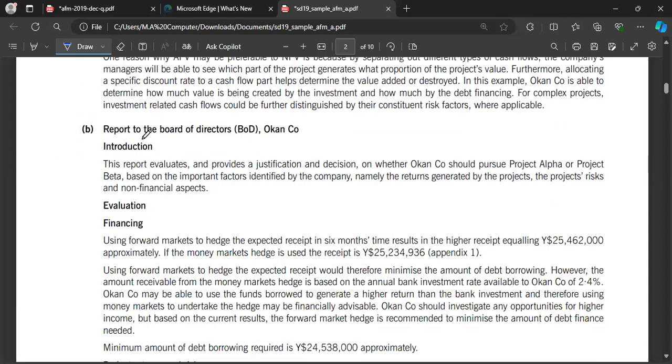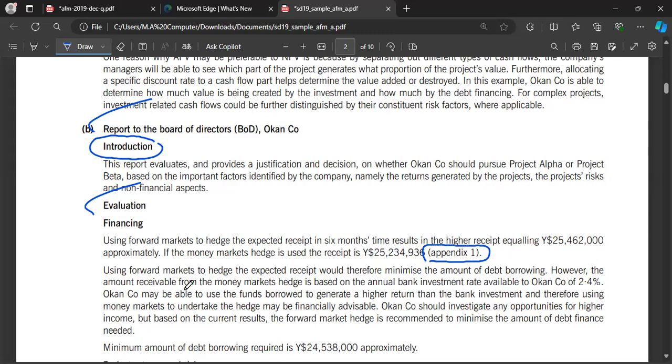Now, as for the report, it should be an introductory report to the board of directors of Okan company. Now, when you are evaluating, using forward markets to hedge the expected receipts in 6 months' time results in higher receipts. We have computed this. And guys, remember, whenever you are performing calculations in those spreadsheets, you must tell the examiner where you have computed the calculation. Like in this, we said that the calculations have been produced in appendix 1. Using forward markets to hedge the expected receipts would therefore minimize the amount of debt borrowing.